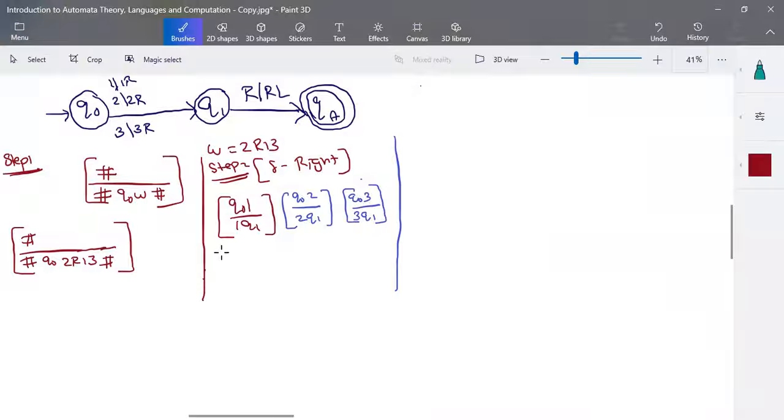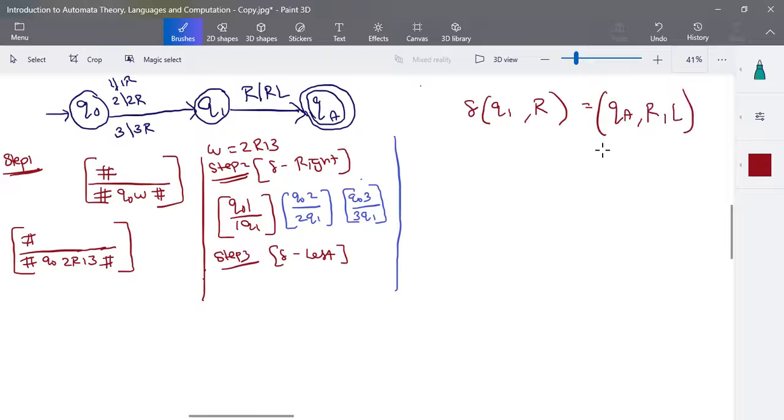So this is your step 2. Step 3 is transition for all left moves. You have only one possible left side move, that is from Q1 to Q accepting state. So you will have the transition like this: transition of Q1 when the input is R, we are going to Q accepting state, R will remain as it is, and we are making a left side move.